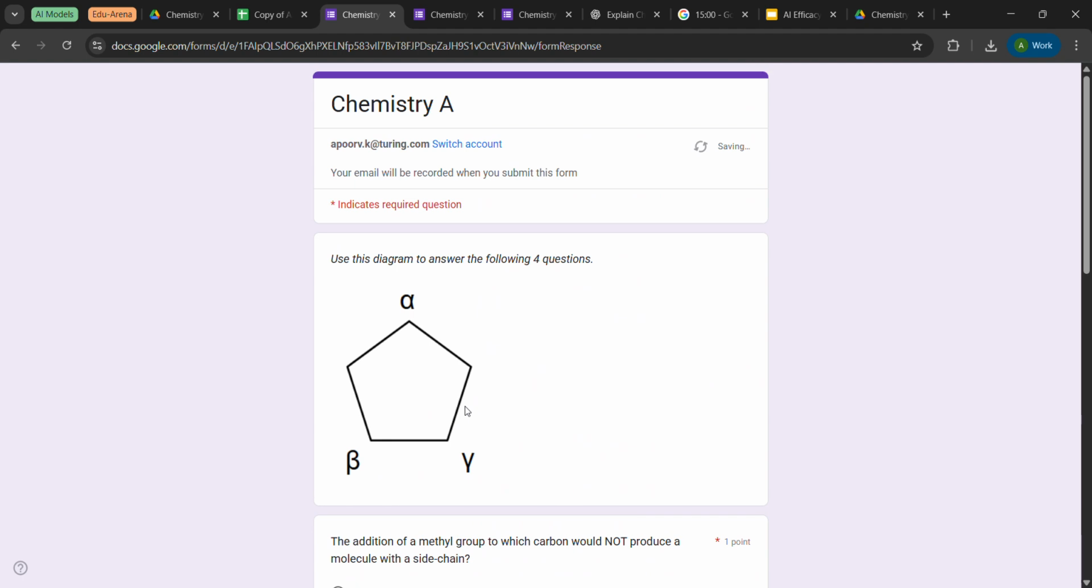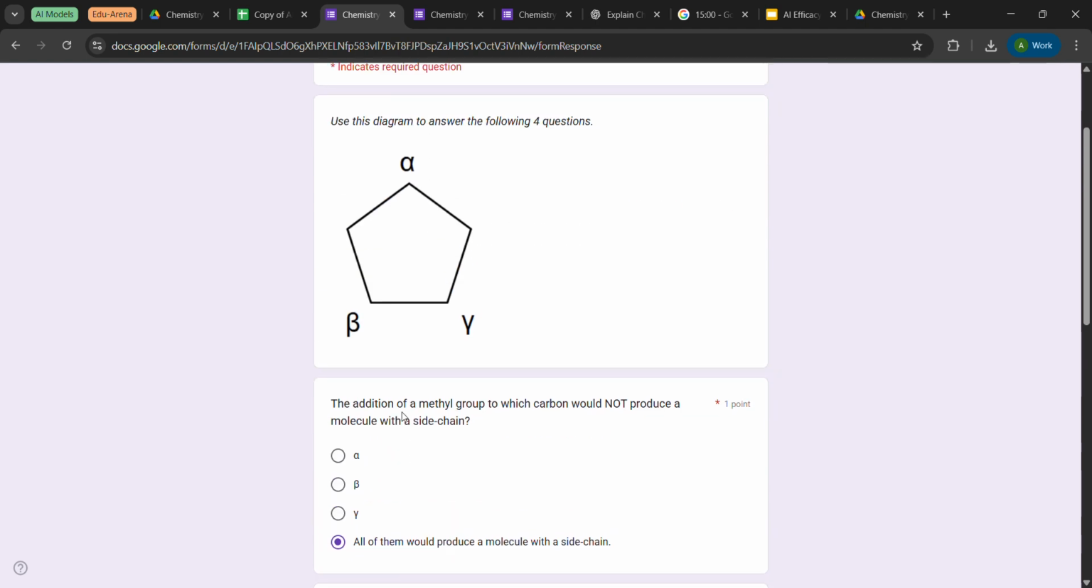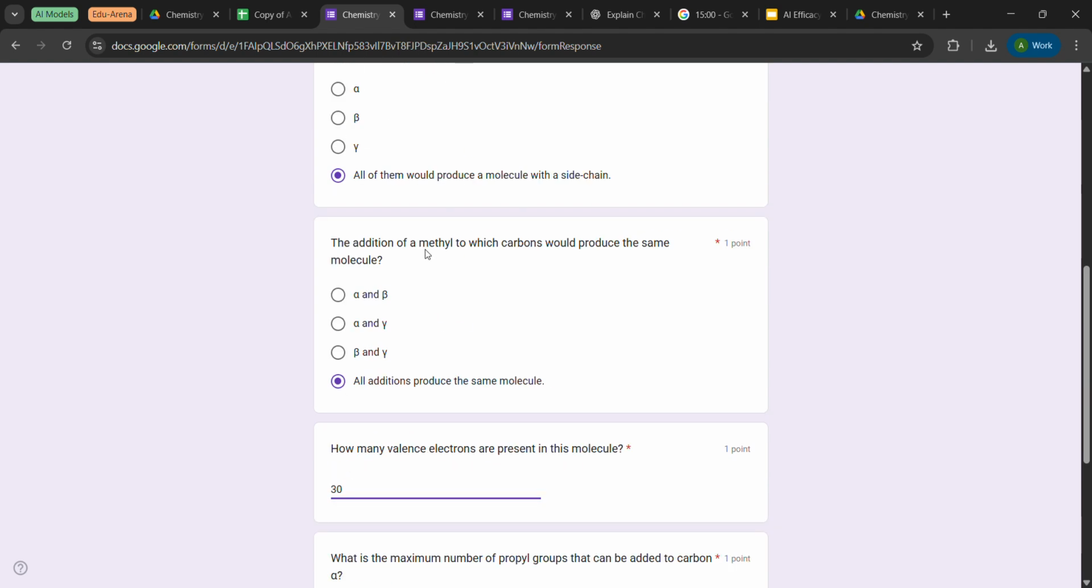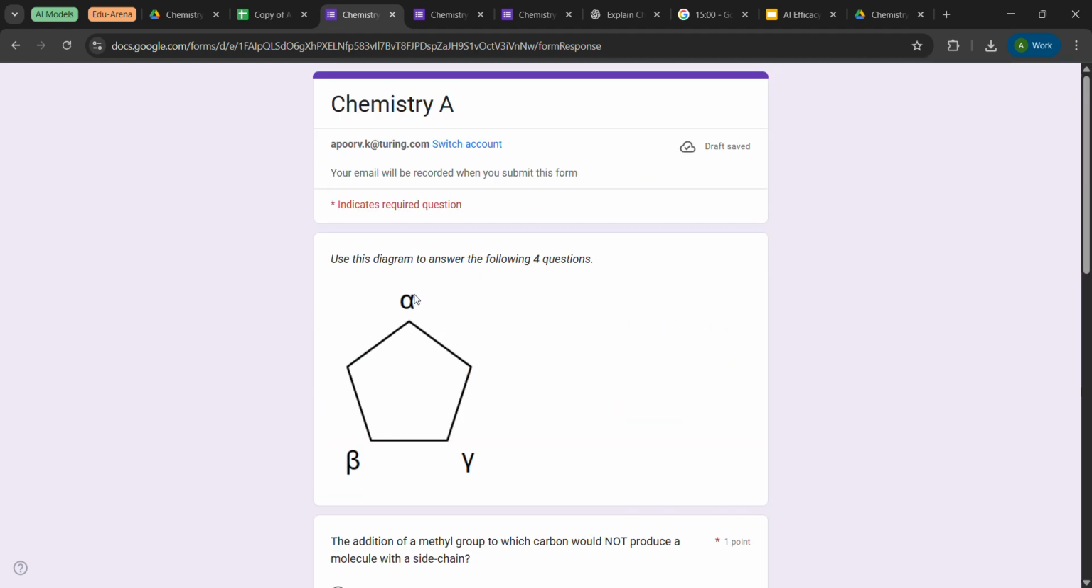How many valence electrons in this molecule? 1 2 3 4 5. 5 carbon atoms, that means 20, and 1 2 3 4 5 6 7 8 9 10. So that means 30. So 30.